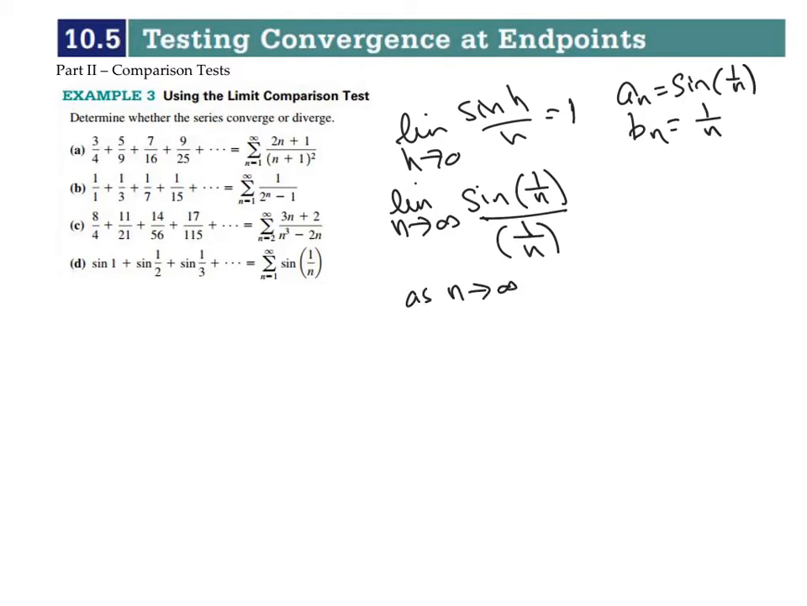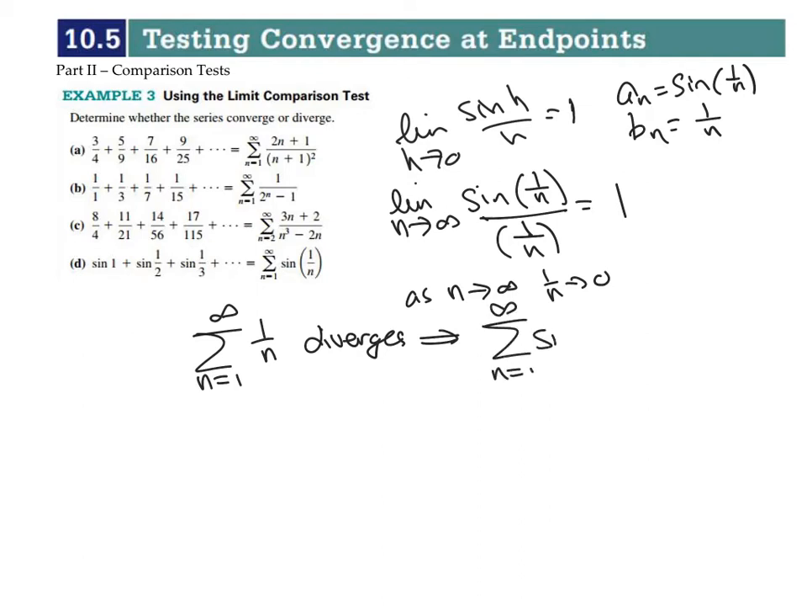And as n approaches infinity, 1 over n approaches 0. So this is the limit as n approaches infinity of sine of a very small thing over that same very small thing, which has a limit of 1. So in this case, sine of 1 over n and 1 over n either both converge or they both diverge. Since we know that the sum from n equals 1 to infinity of 1 over n is the harmonic series and it diverges, that implies that the sum from n equals 1 to infinity of sine of 1 over n also diverges by the limit comparison test. So we wound up with diverge, converge, converge, diverge. And those are some good examples of the limit comparison test.